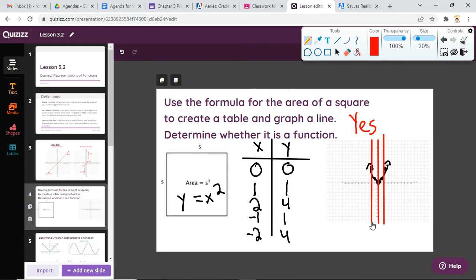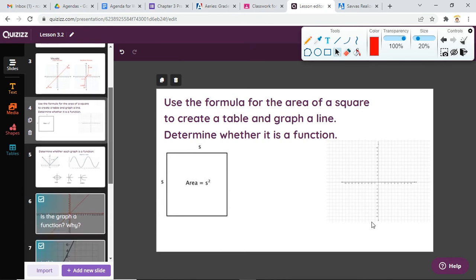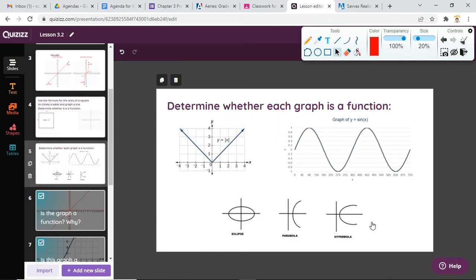All right, we got another question for us here. We want to determine whether each graph is a function. The way we're going to do it is just by drawing vertical lines. So let's start with this first graph here on the top left. Y is equal to the absolute value of x. So if I draw my line straight down, notice all of these lines are intersecting my graph at most 1 point. So since they're intersecting my graph at most 1 point, I could say yes, this one right here is a function. Well, how about this one over here?